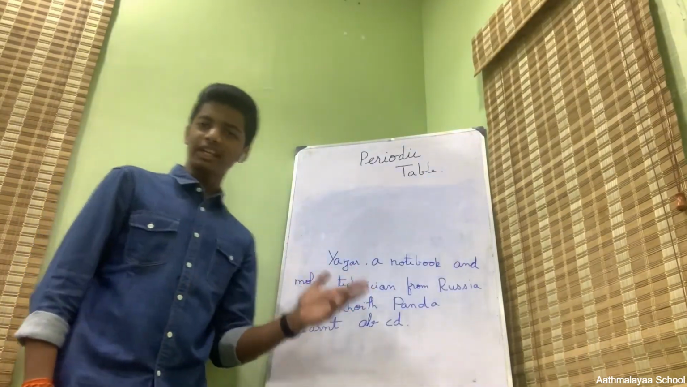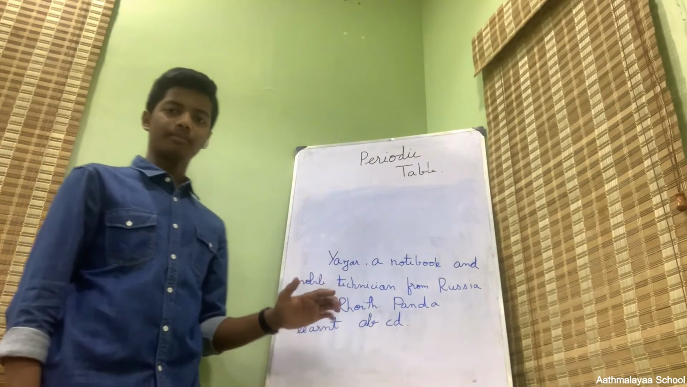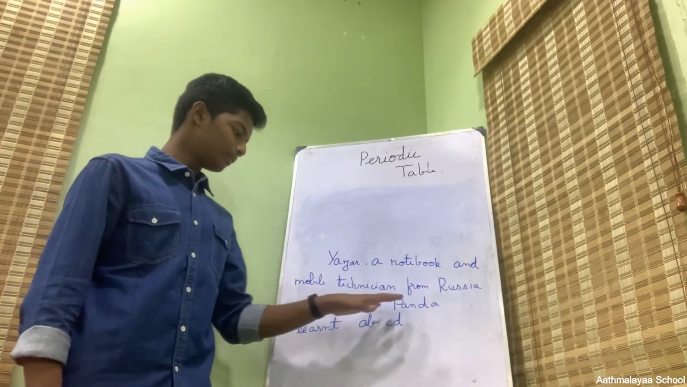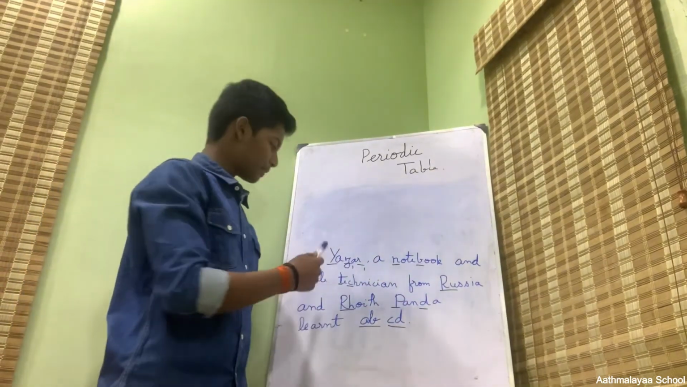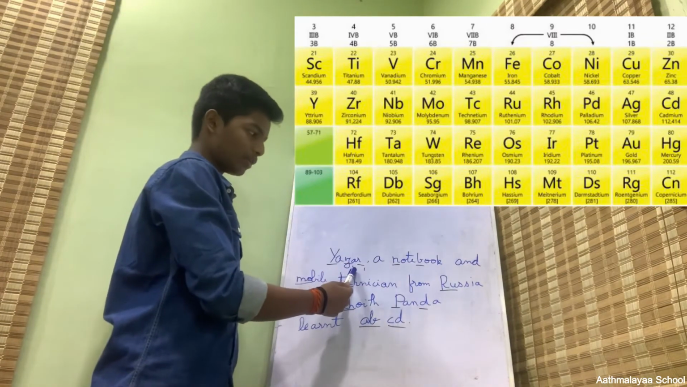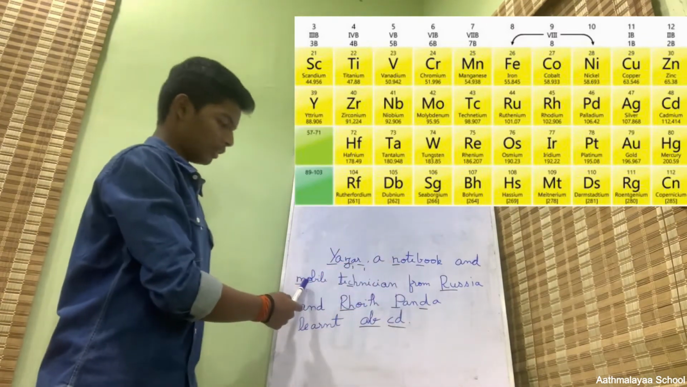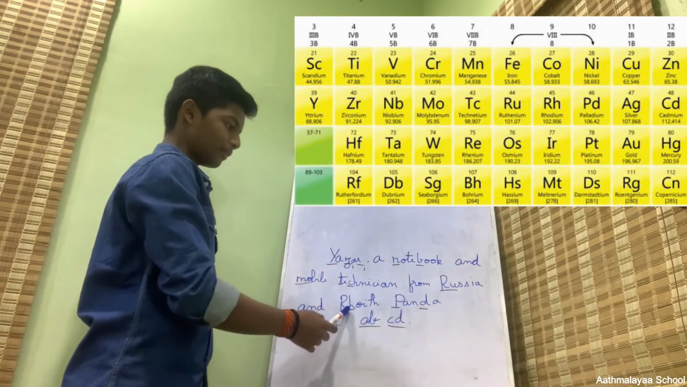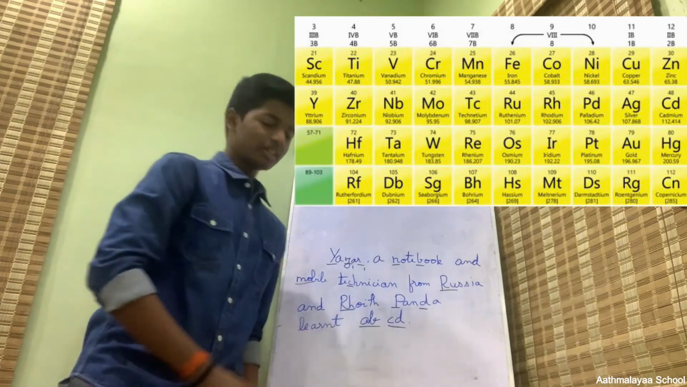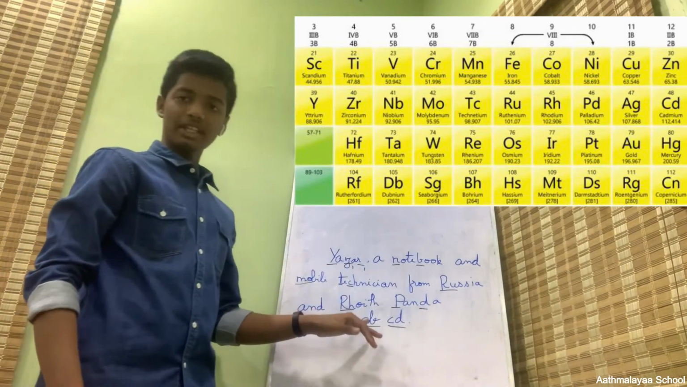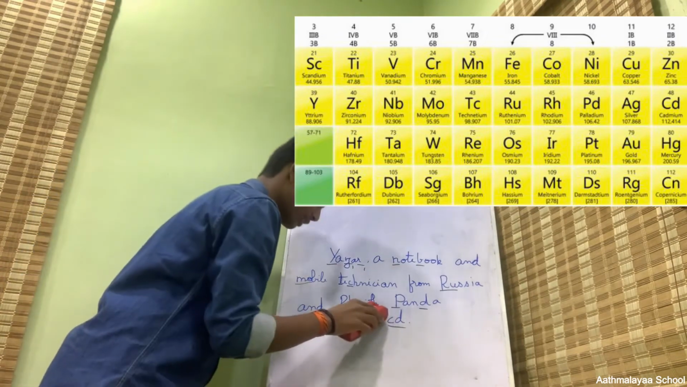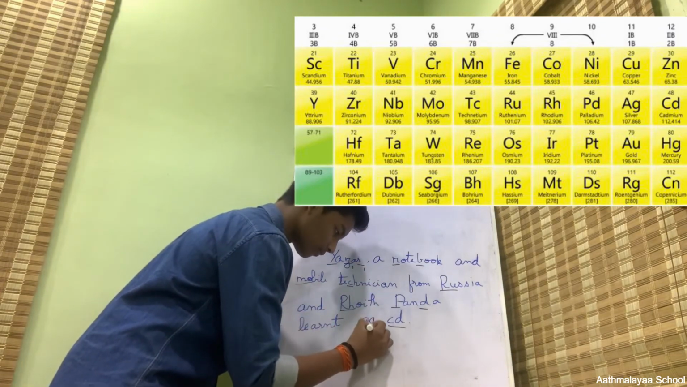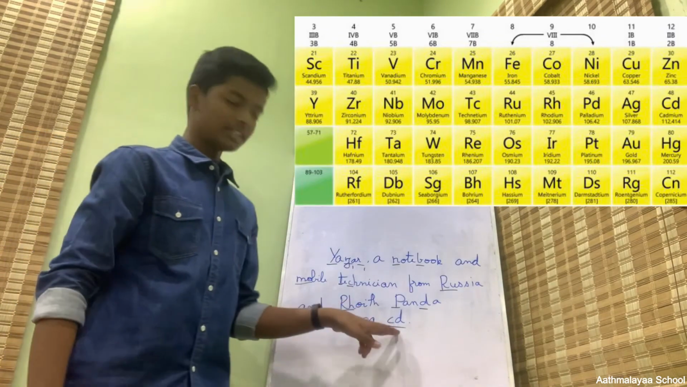The mnemonic of the second topmost horizontally arranged elements of D block is "Yasser, a notebook and mobile technician from Russia, and Rohit Panda learnt HBC." The elements present here are yttrium, zirconium, Nb niobium, molybdenum, technetium, ruthenium, rhodium, palladium and silver. For silver it is denoted as Ag, but here it is Ab, so we can change it to Ag, and Cd is cadmium.